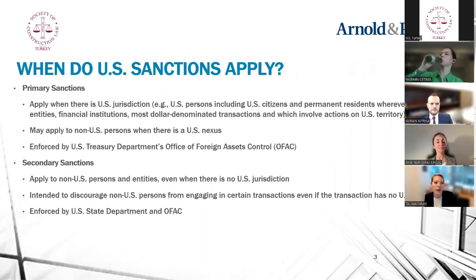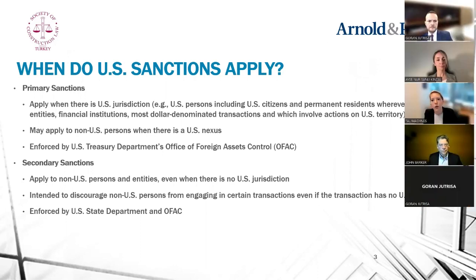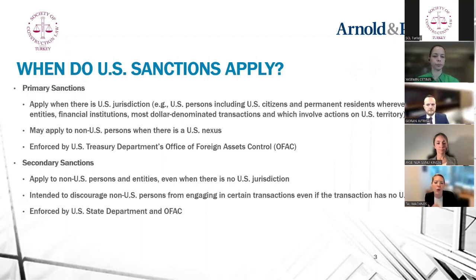The first category is primary sanctions. For primary sanctions, you're required to comply only when there is US jurisdiction, and so only when the circumstances involve some type of connection to the United States. Again, we'll get into this more in the next few minutes, but this is basically when there's a US person involved or some other US nexus. It can also extend and apply to non-US persons when there is a US nexus, even if the activity is taking place outside of the United States between non-US persons.